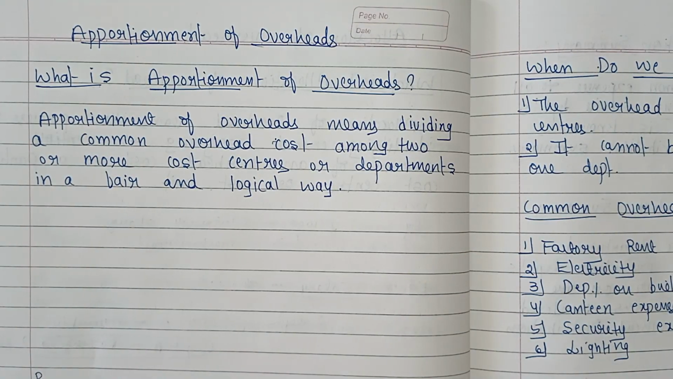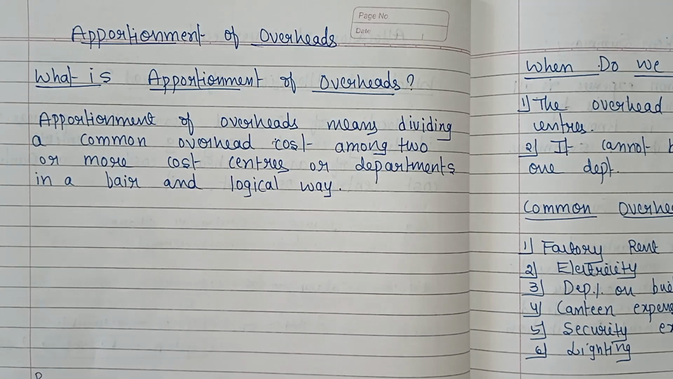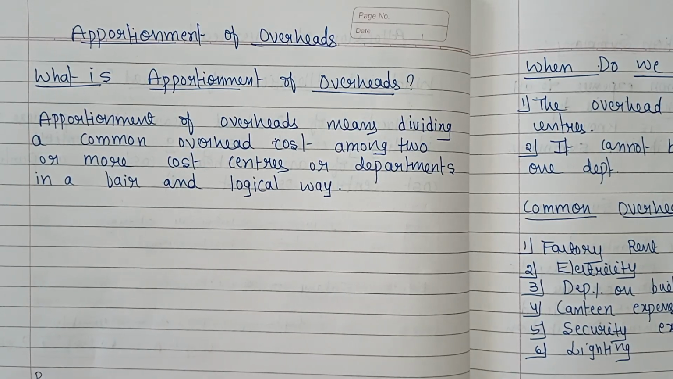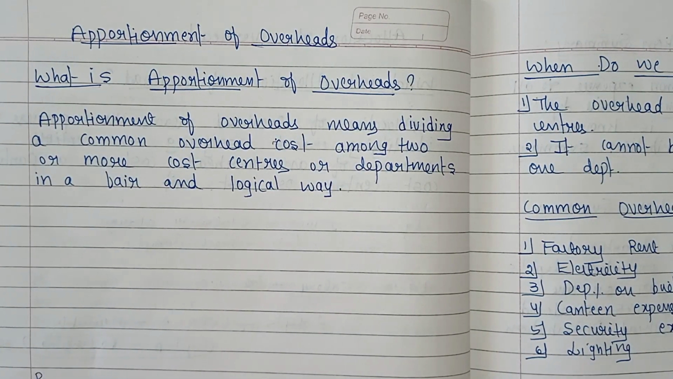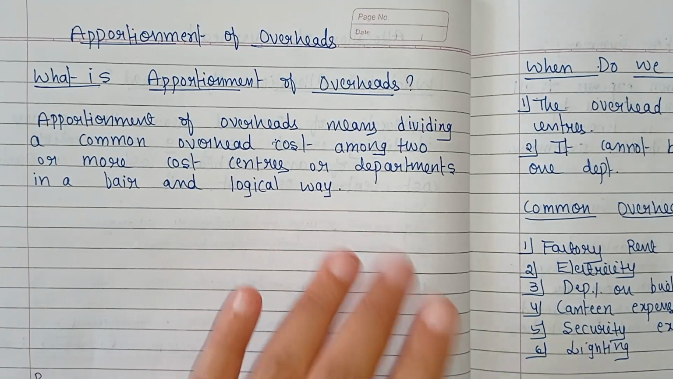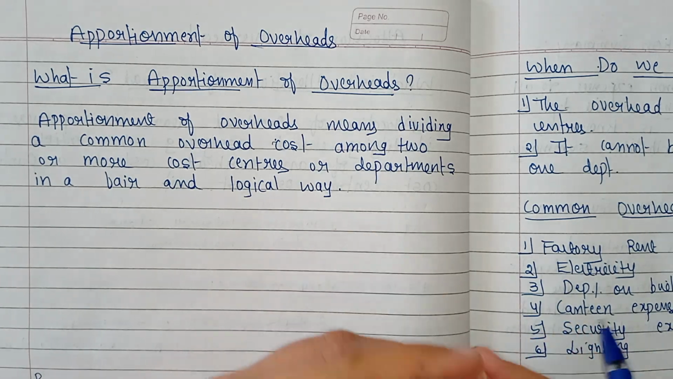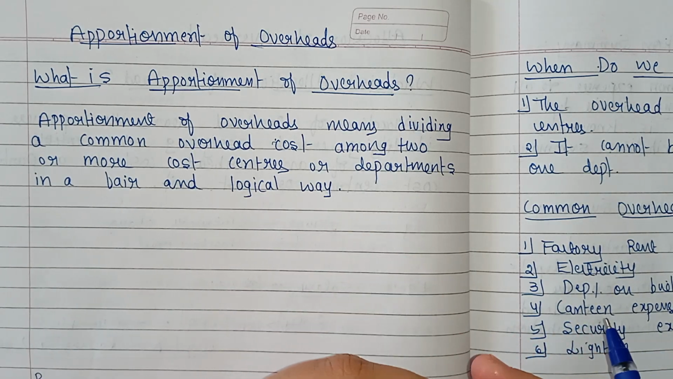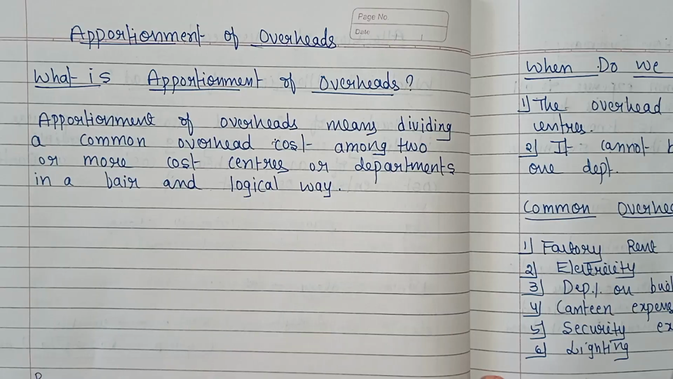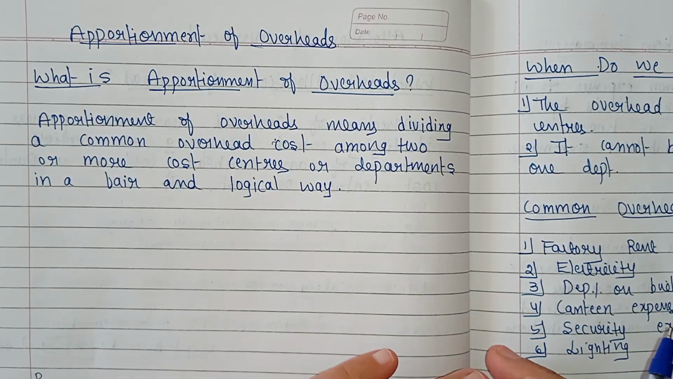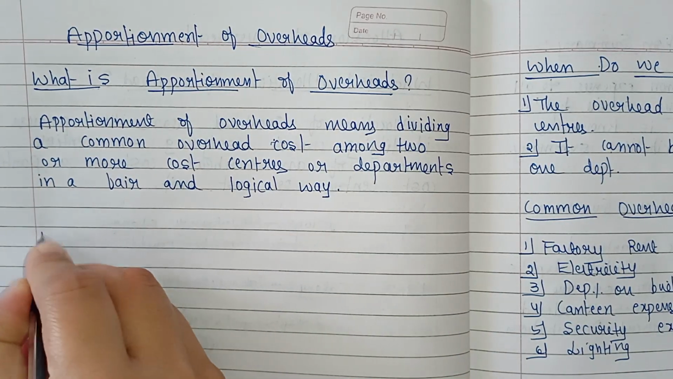So in simple words, when a cost cannot be assigned to one single department, then what we will do, we share it between multiple departments using a suitable basis like floor area or number of workers, machine hours, etc. Clear? So that is apportionment of overheads. Here I will explain through one example.